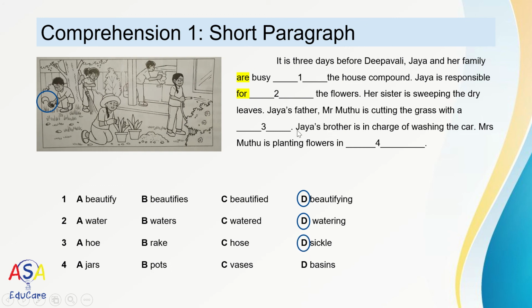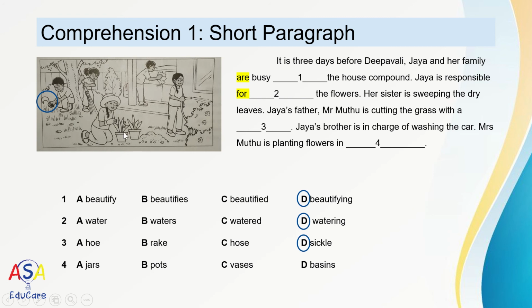Then last one, Jaya's brother is in charge of washing the car. He is right here. Mrs. Mutu is planting flowers in. Let's see what they have for us. The first one is jars. Usually we use jars to put smaller things, and usually jars is in the house. One example of jars is money jars. 你存钱的时候啊，可以放在这个 jar. So jar.